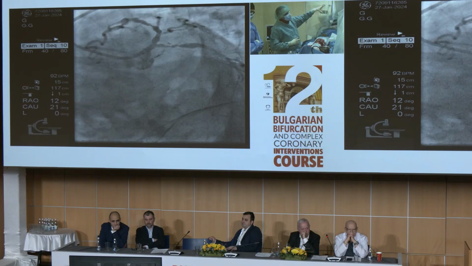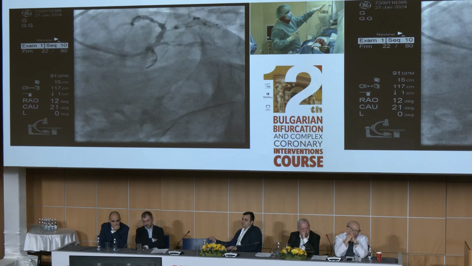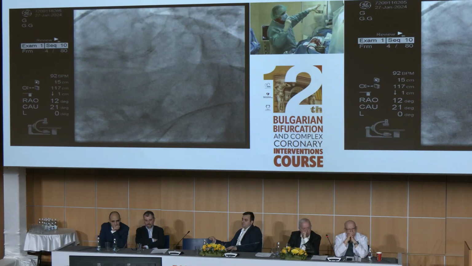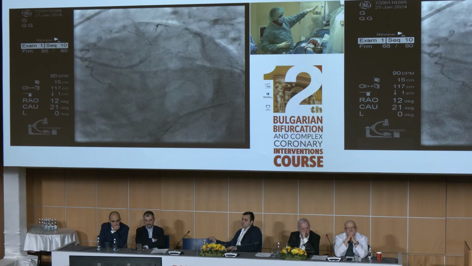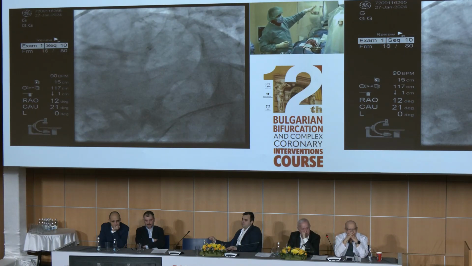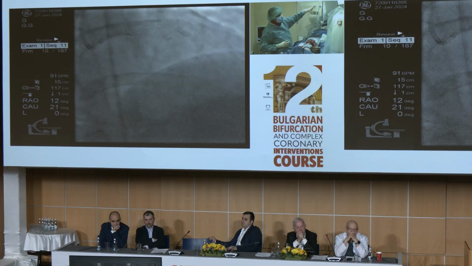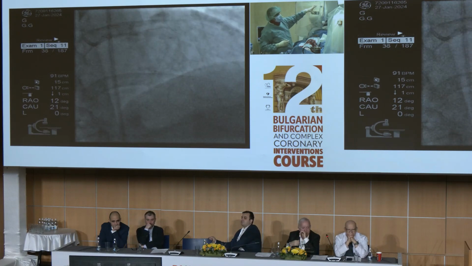This is the spider view, and actually that was the third diagonal. There is the first one, the second small, very small, and the third diagonal branch. This is the spider which demonstrated the stenosis on the circumflex, proximal circumflex, and distal circumflex. So we decided to do IVUS.